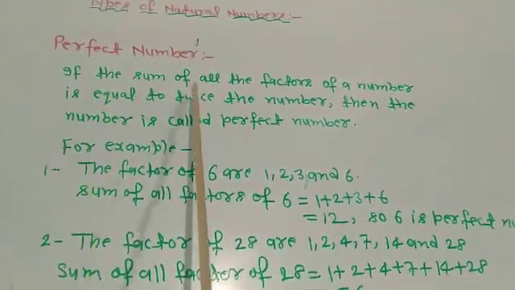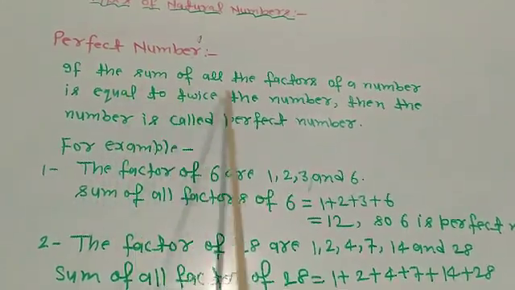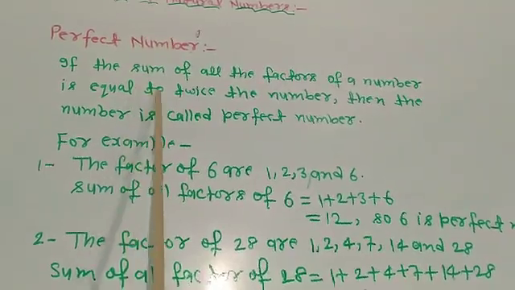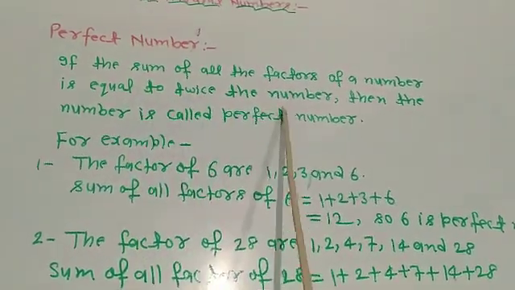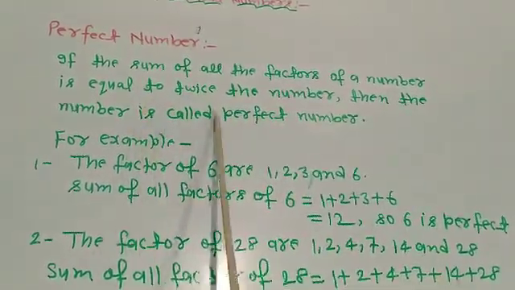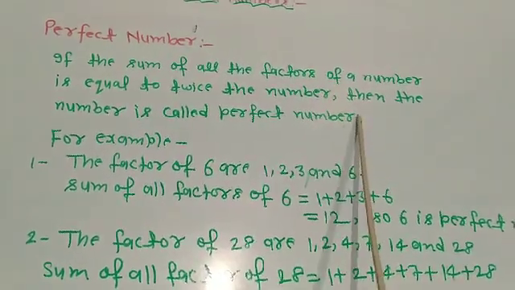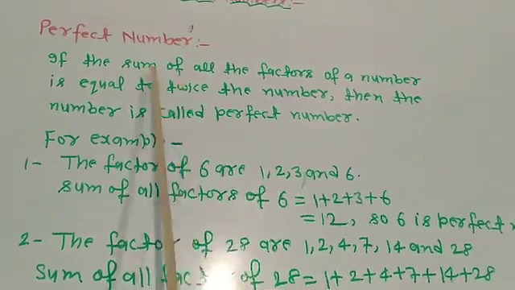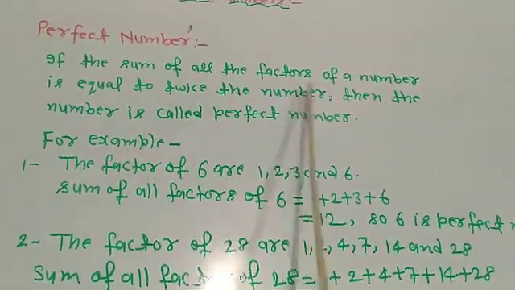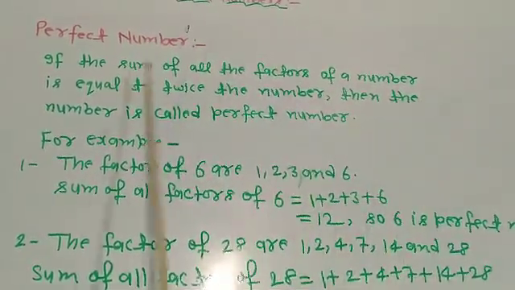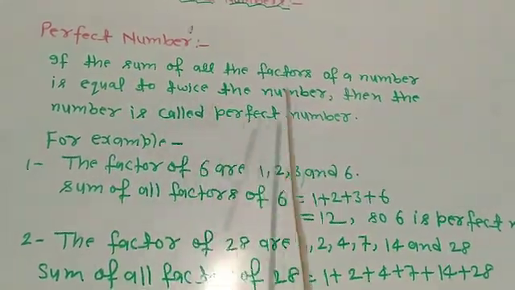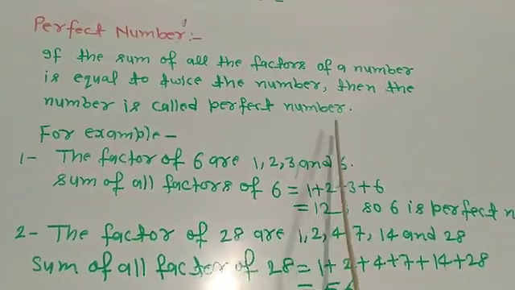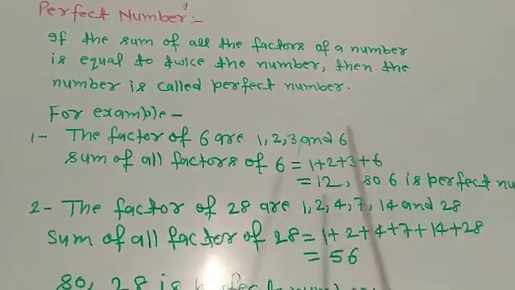Perfect number. If the sum of all factors of a number is equal to twice the number, then the number is called a perfect number. Let's see some examples of perfect numbers.